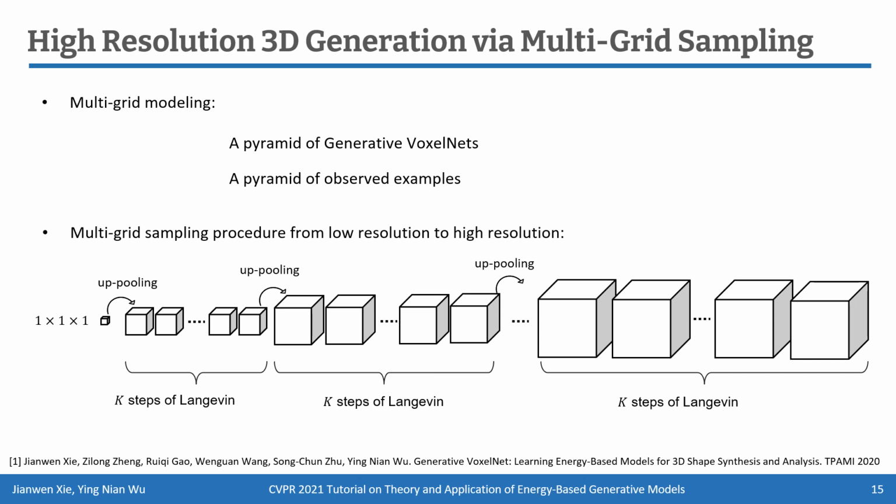The benefits of the multi-grid modeling is that during training, the low-resolution EBM can provide initialization for the MCMC of the high-resolution EBM. Usually, sampling from low-resolution space is much easier than sampling from high-resolution space. The starting minimal resolution is typically 1 by 1 by 1, and the largest resolution is the target resolution.